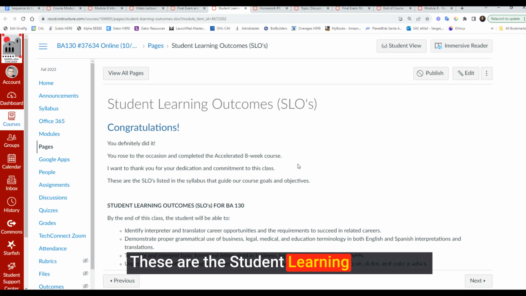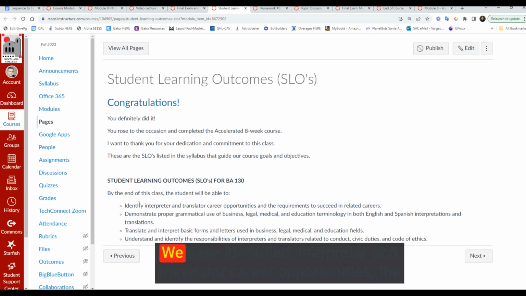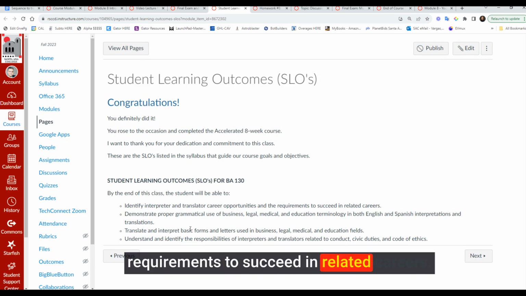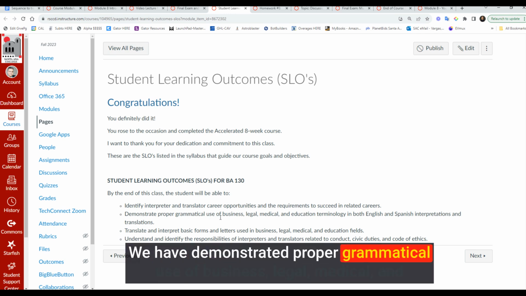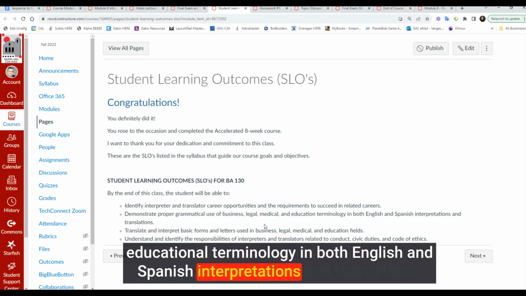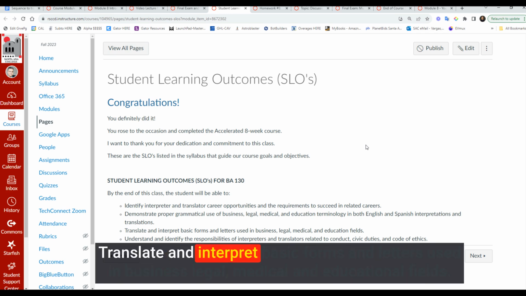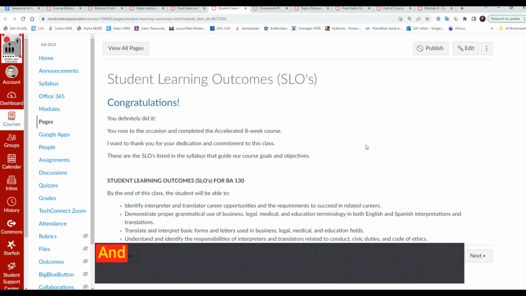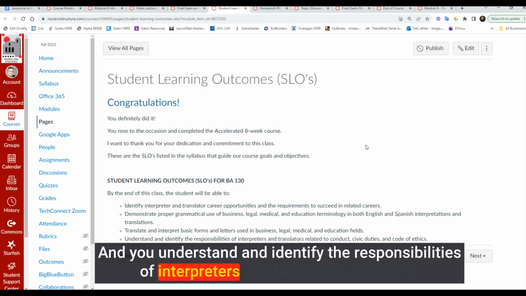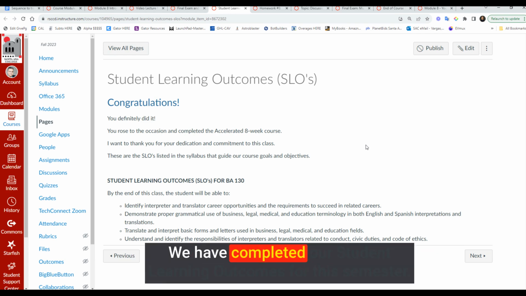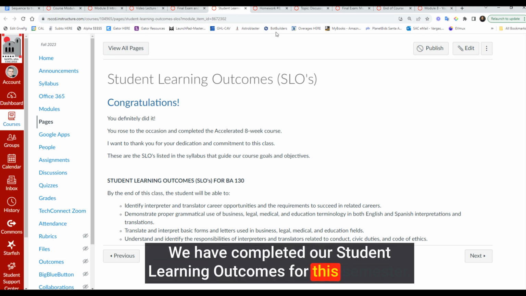And I just gave you some tips on how to prepare for the final exam. These are the student learning outcomes. So this is what you have done. We have identified interpreter and translator career opportunities, the requirements to succeed in related careers. We have demonstrated proper grammatical use of business, legal, medical, and educational terminology, both English and Spanish, interpretations and translations. Translate and interpret basic forms and letters used in business, legal, medical, and educational fields, and you understand and identify the responsibilities of interpreters and translators related to conduct, civic duties, and the code of ethics. So, we did it. We have completed our student learning outcomes for this semester.